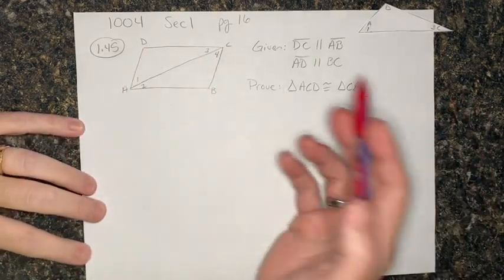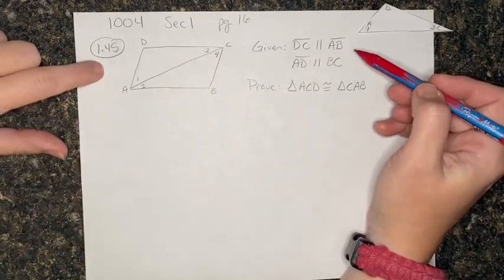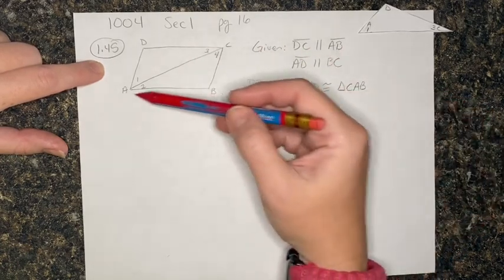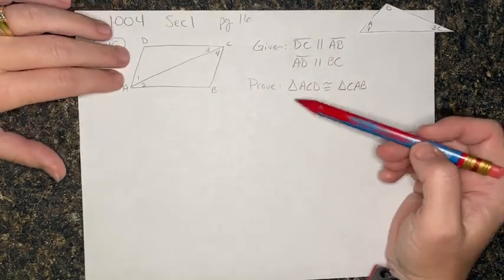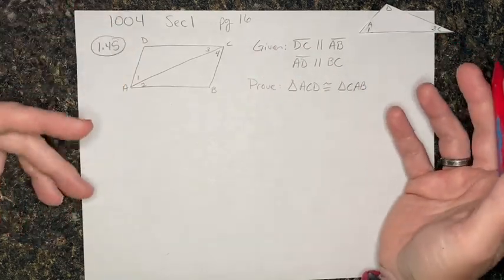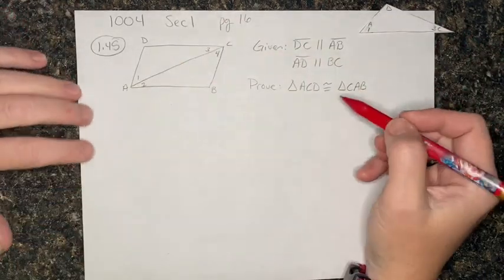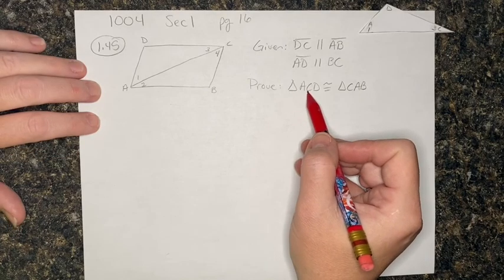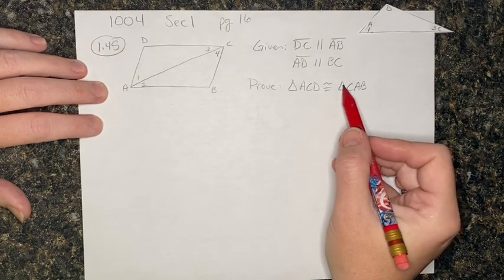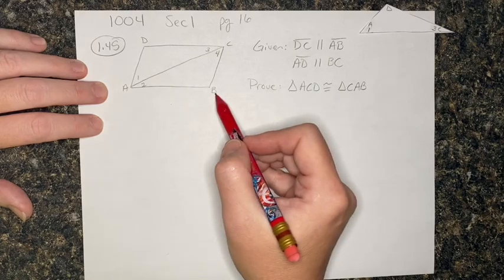In 1.45, we're given this quadrilateral, and they've sliced it in half with a diagonal. They've given us the information that DC is parallel to AB and that AD is parallel to BC. So now we know that not only is this a quadrilateral, but it's a parallelogram, because opposite sides are parallel in a parallelogram. They want us to prove that triangle ACD is congruent to triangle CAB.